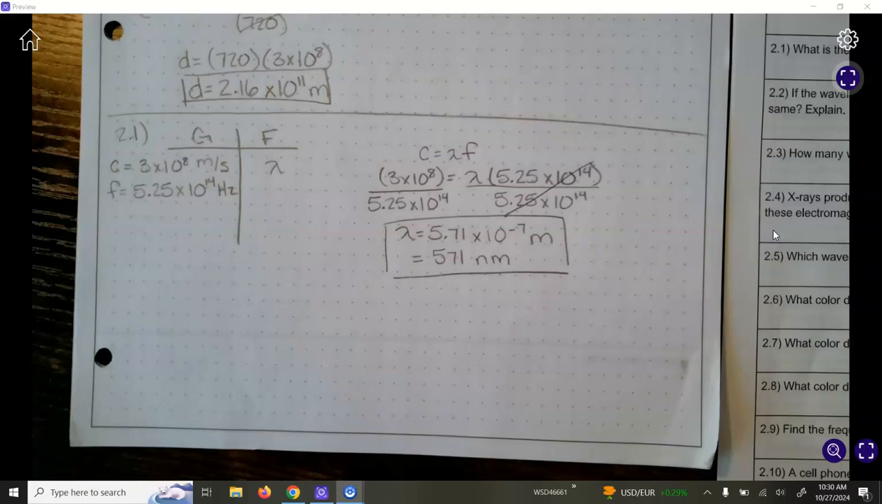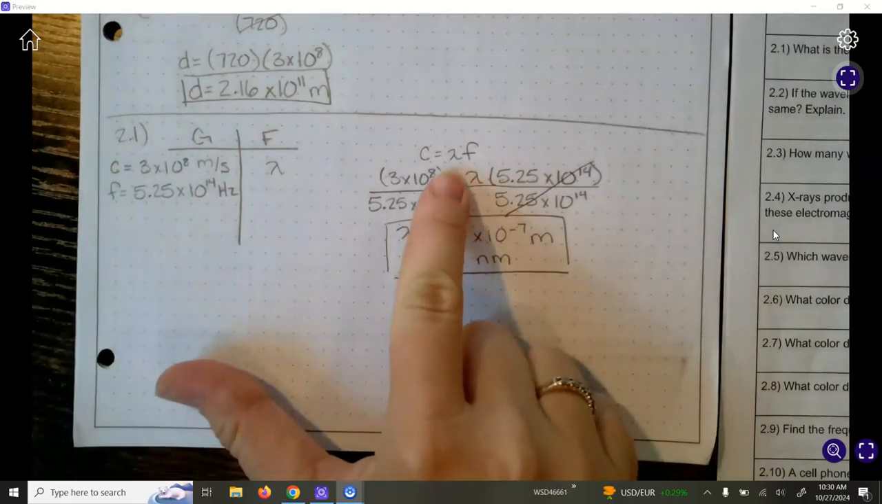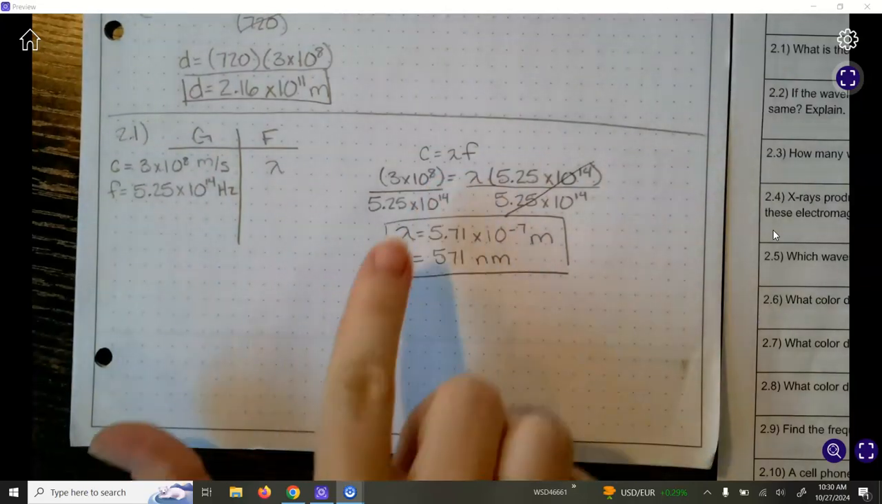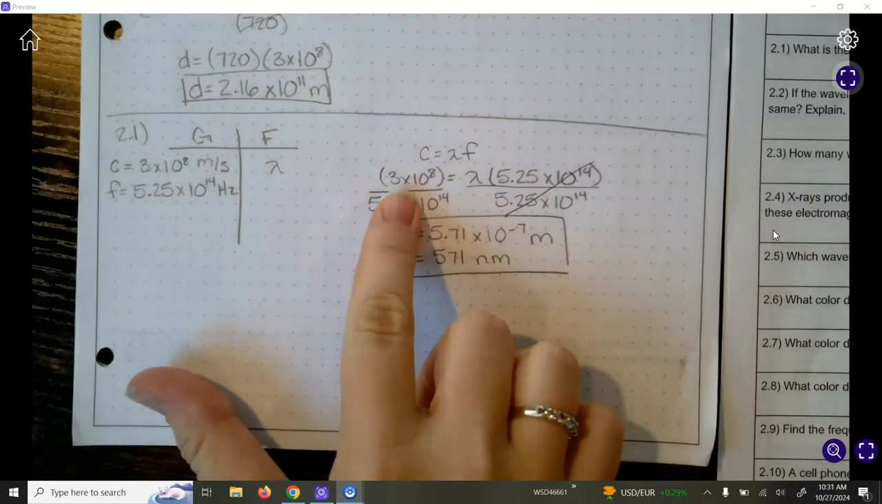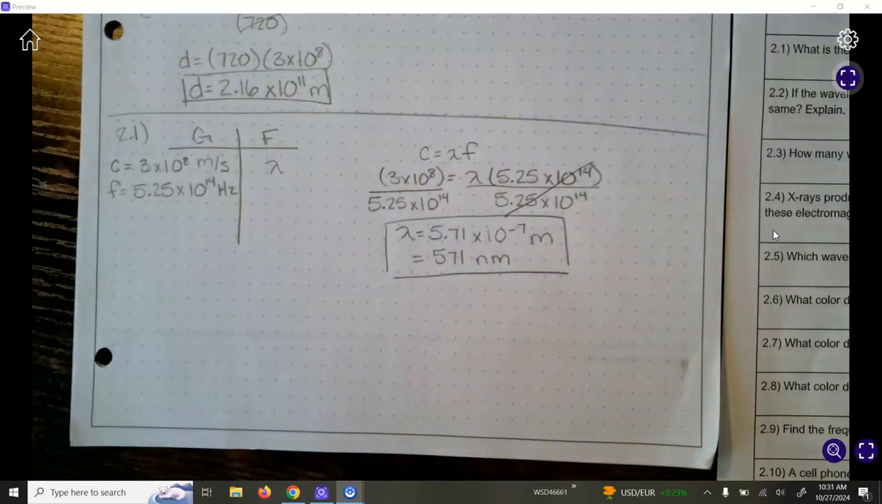There are other questions in this packet very similar to 2.1 that you're still going to be using the speed of a wave equation. And you're still going to need to plug in 3 times 10 to the 8th meters per second for the speed of light.